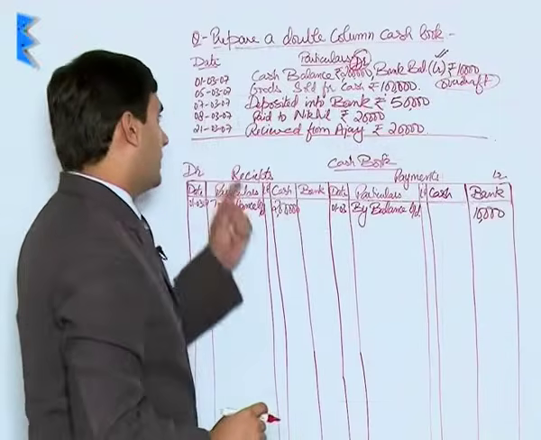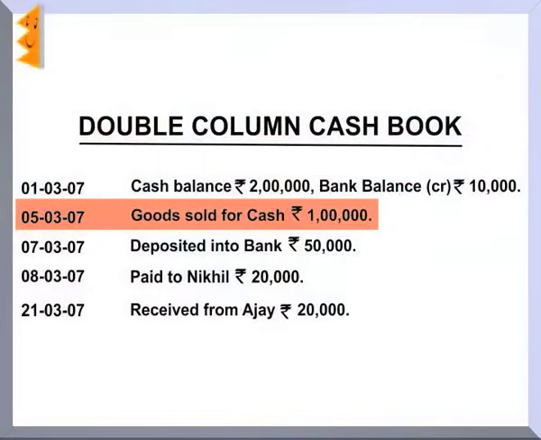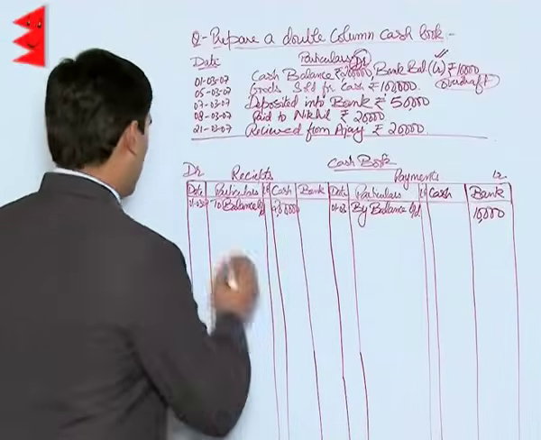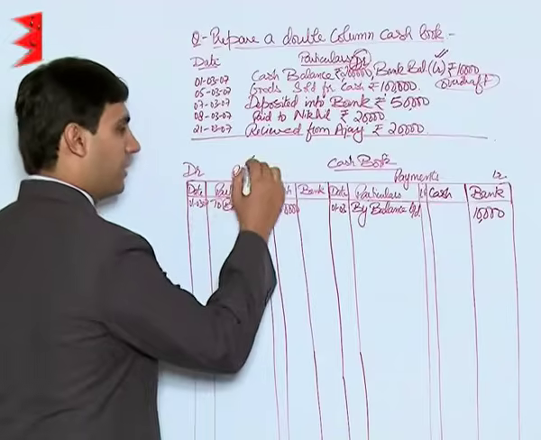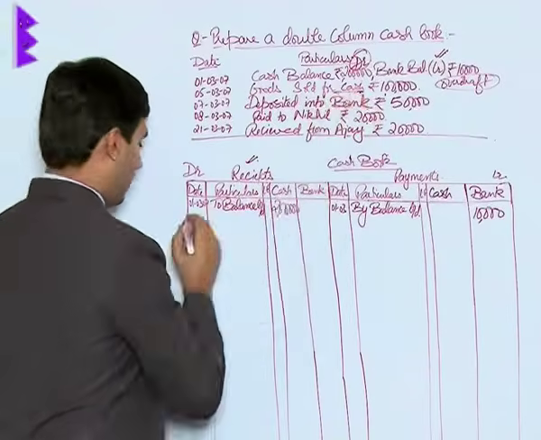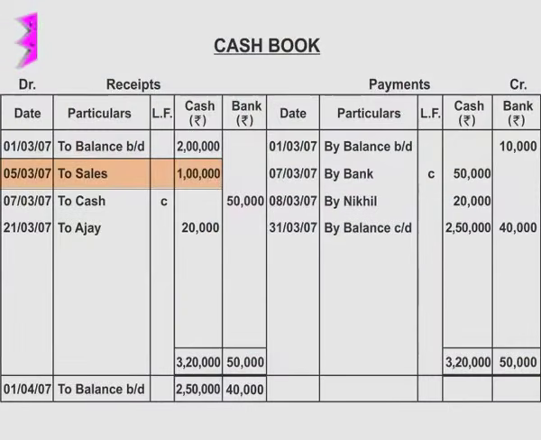Second transaction is on 5th of March. It says goods sold for cash rupees 1 lakh. Now since the goods have been sold, that means we are receiving cash for rupees 1 lakh. So since we are receiving cash, the entry is on the receipt side in the cash column. So the 5th March entry would be to sales, and we are receiving rupees 1 lakh.